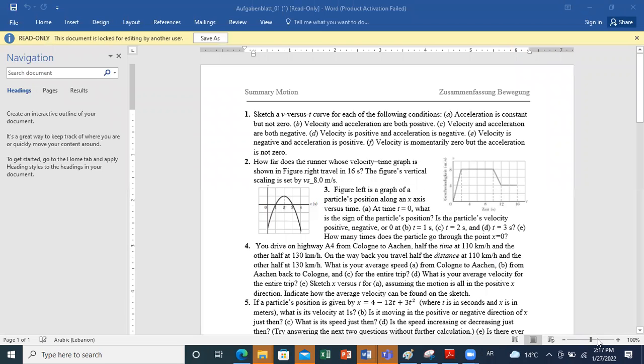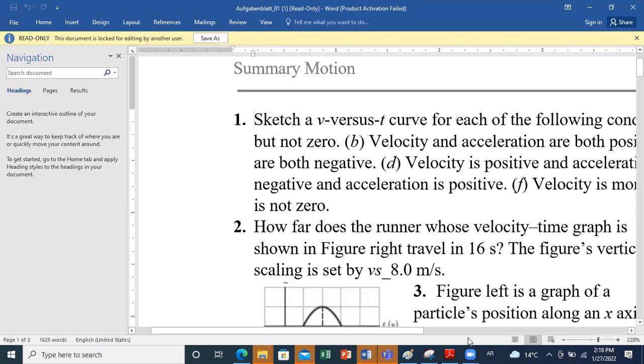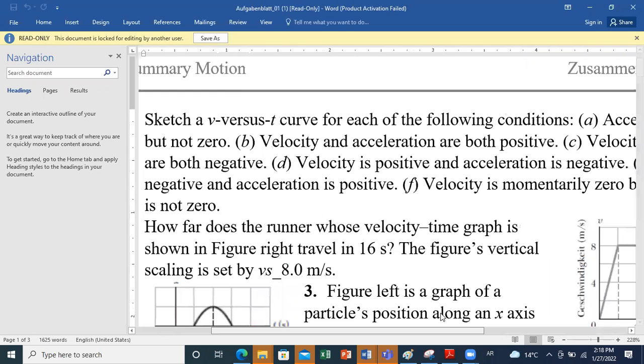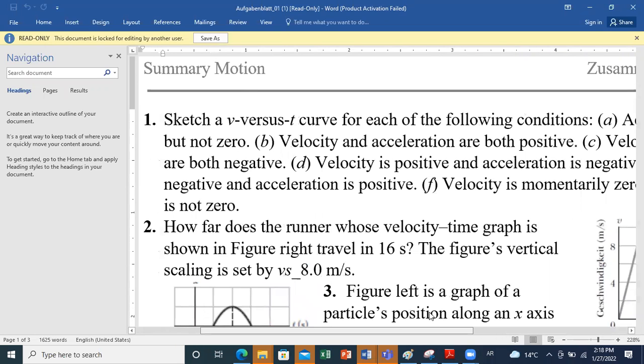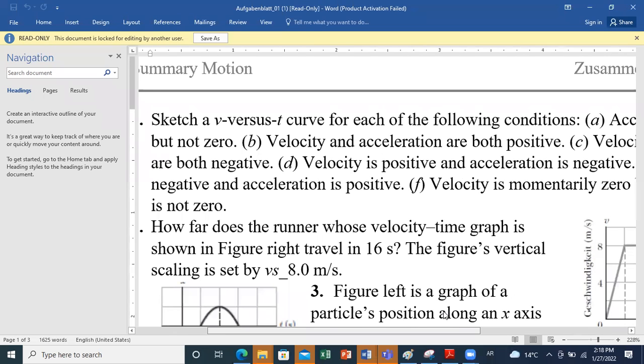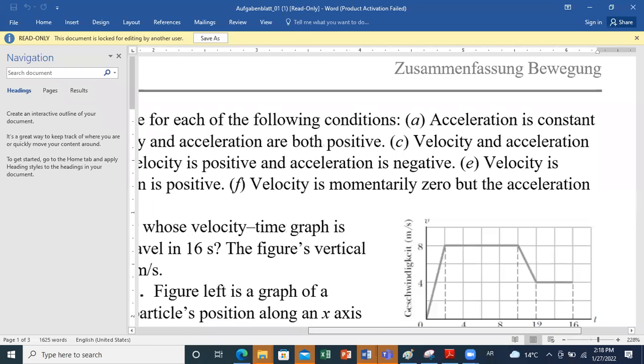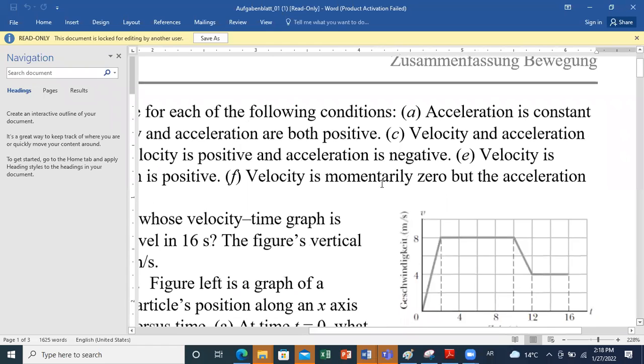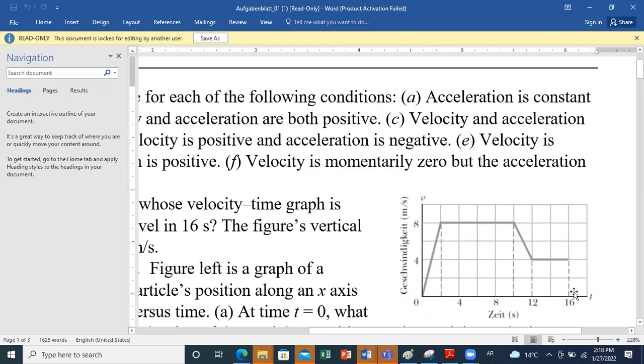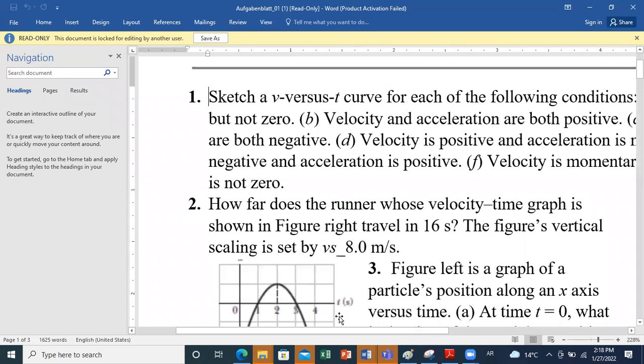So in problem 2, they gave us graphs and they are asking to find how far the runner, whose velocity-time graph is shown in the figure, travels in 16 seconds. The figure's vertical scaling is set by Vs equals 8 meters per second. So here in this problem, they gave you the velocity graph as a function of time, and they want you to find the total distance traveled in 16 seconds.